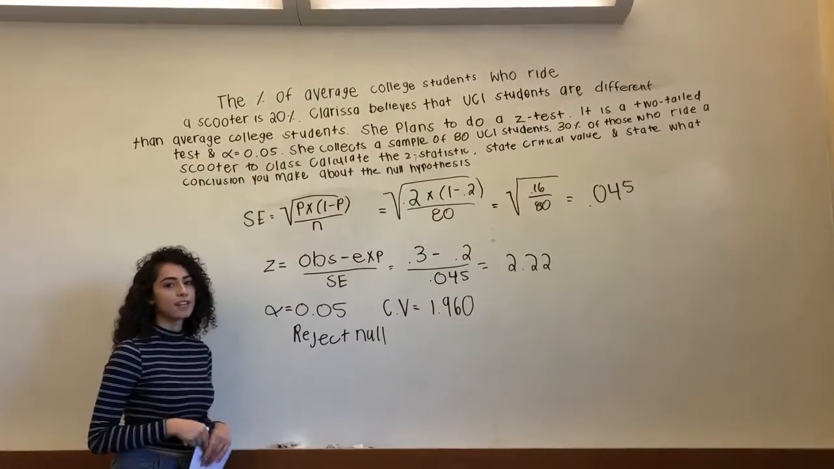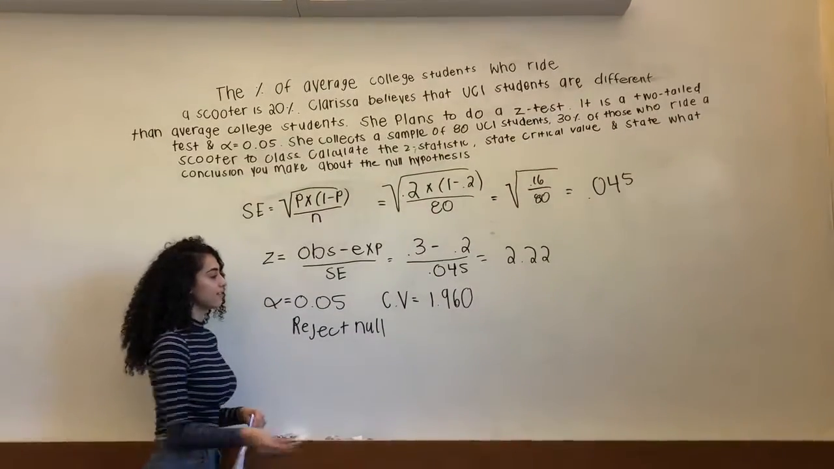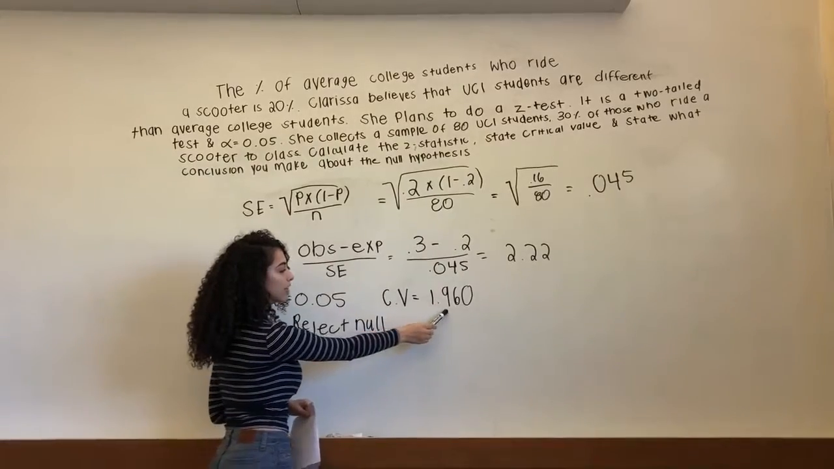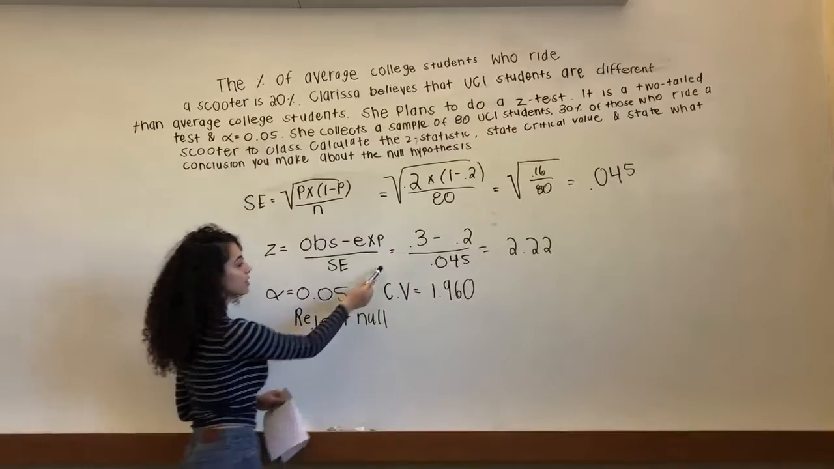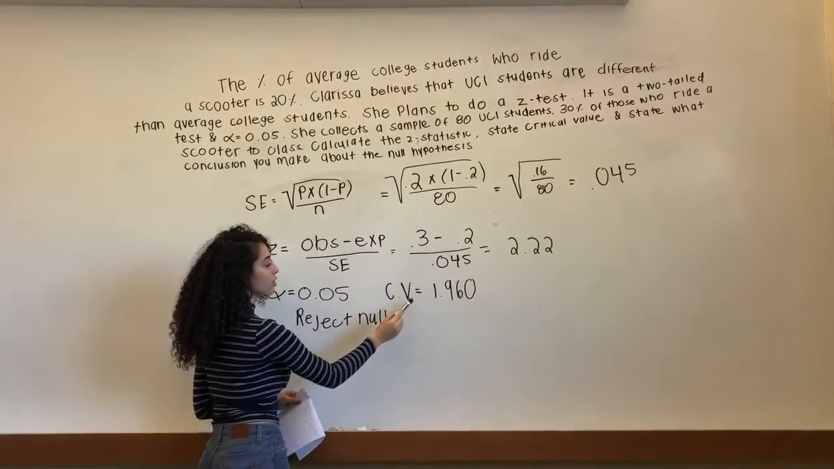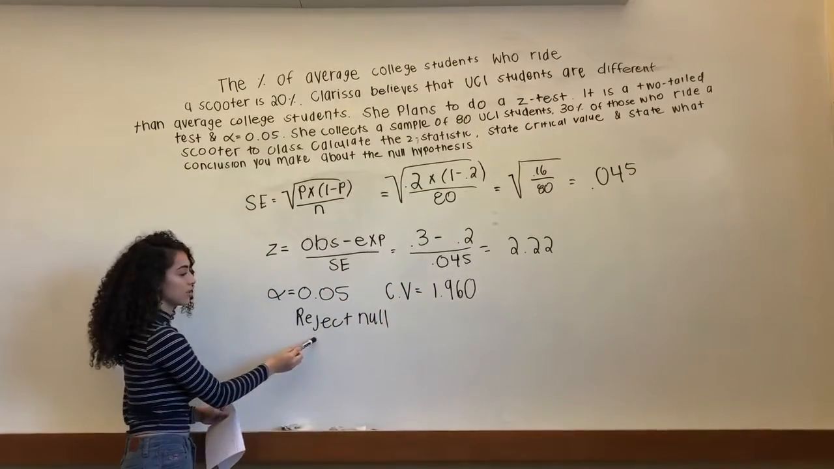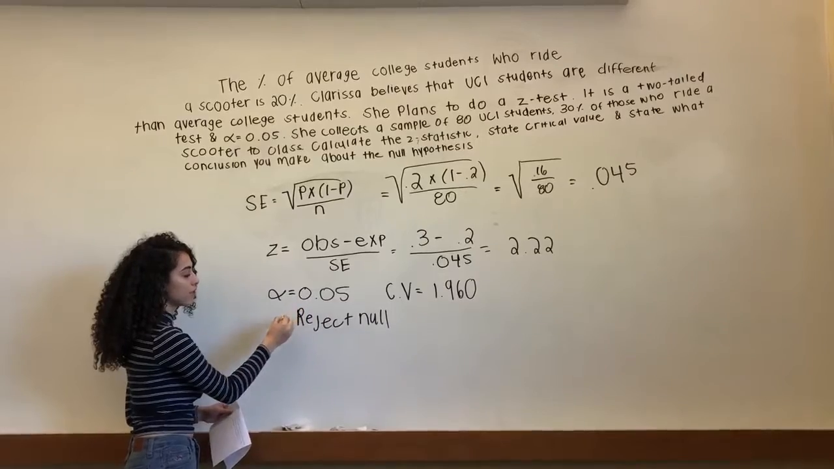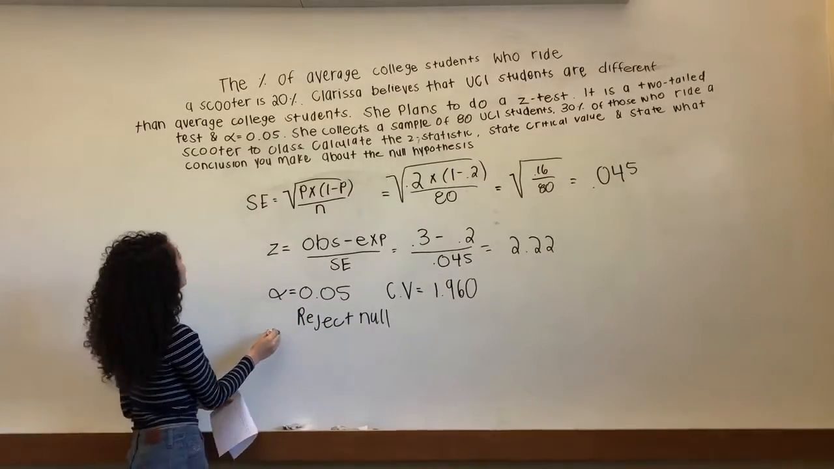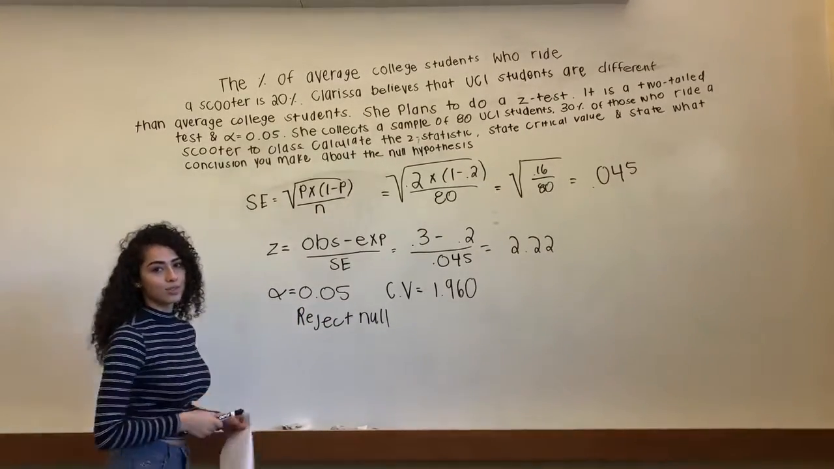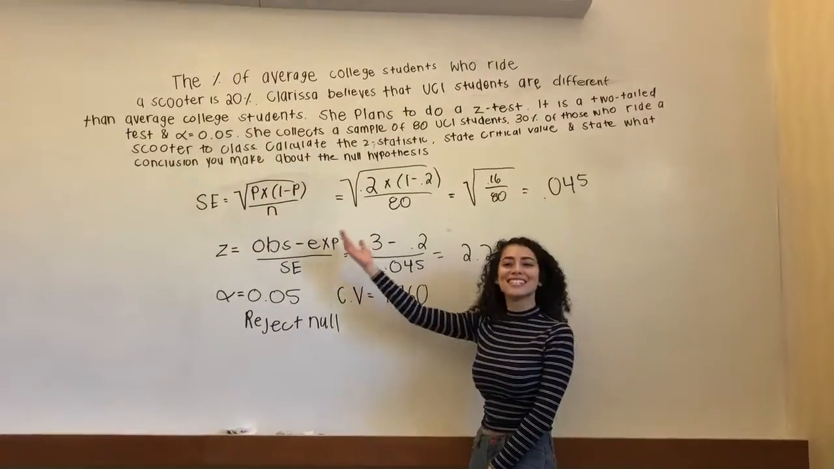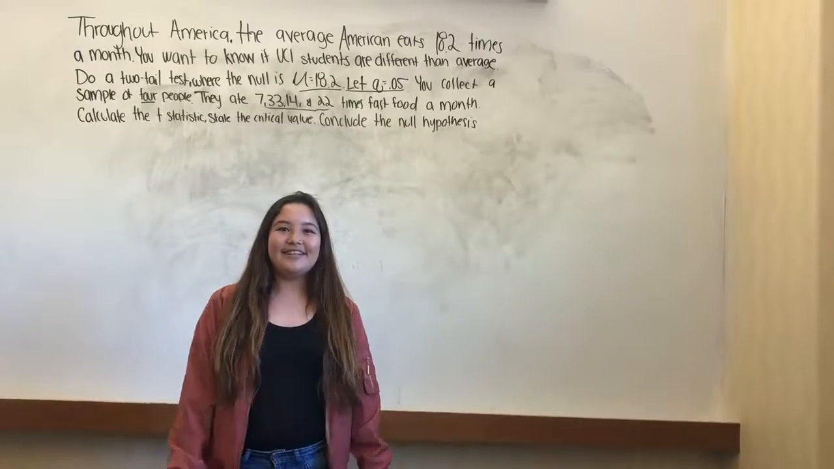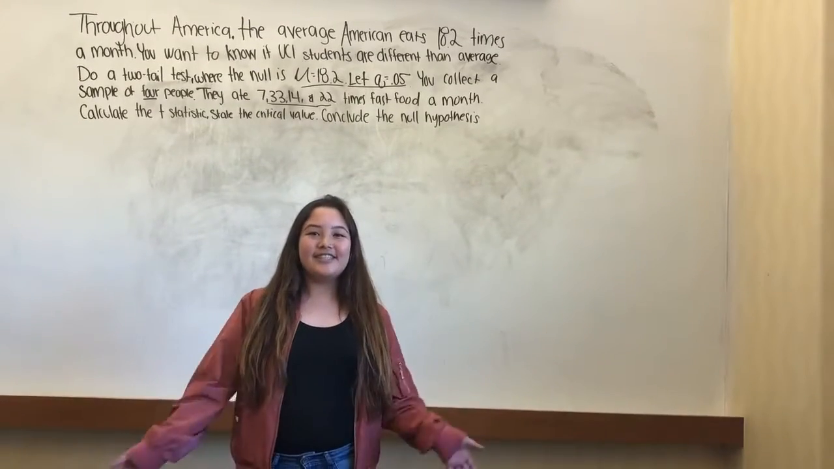So the last step is to find the conclusion. After we find the critical value, which was 1.960, we compare it to the z-score. If the z-score is more than the critical value, that means that we could reject the null. And if we reject the null, that means that something is happening. So that means that UCI students actually do use more scooters than an average college student. This is how you find the z-statistic. So I'm going to show you how to find the t-statistic.